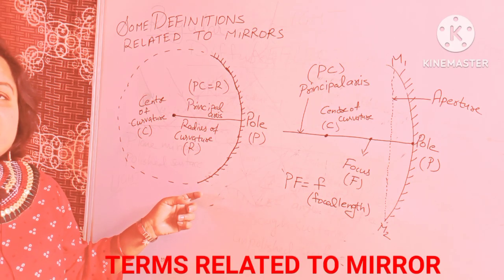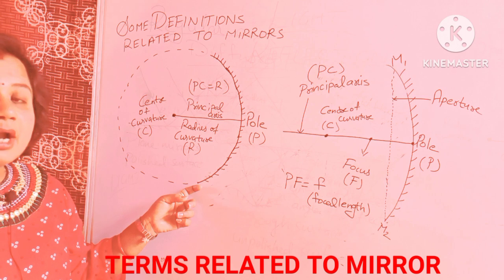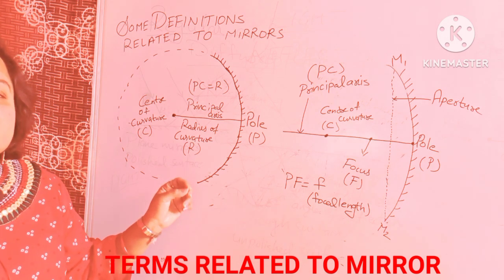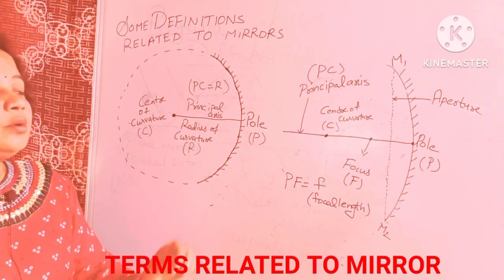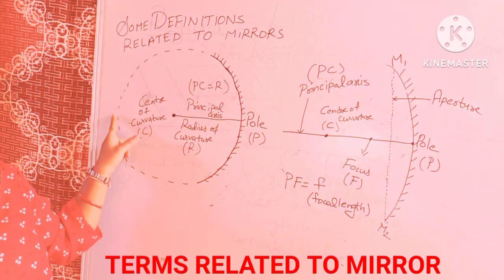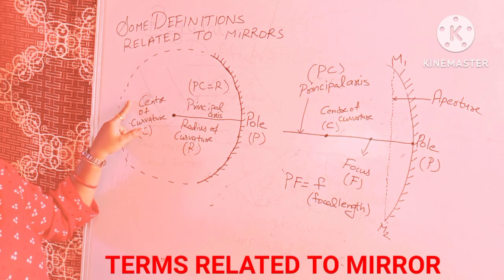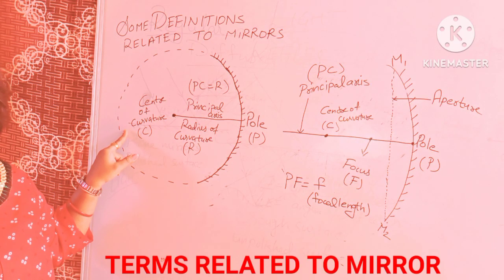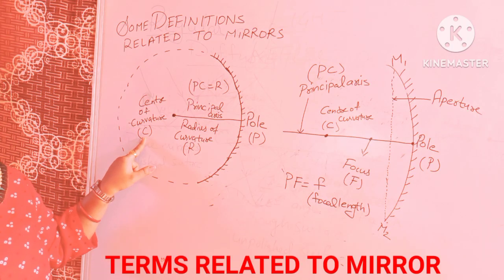Since this concave mirror, this reflecting surface, is a part of a sphere, there must be some center, there must be some radius. So, what are the definitions? Since this is a sphere and this is the center, this point is known as the center of curvature. What is this point known as? Center of curvature, and it is denoted by capital C.